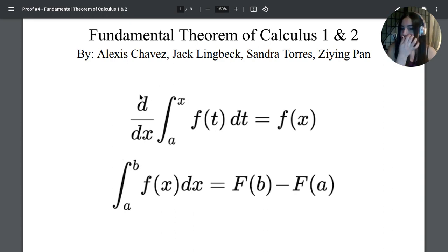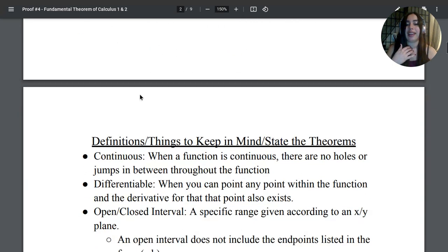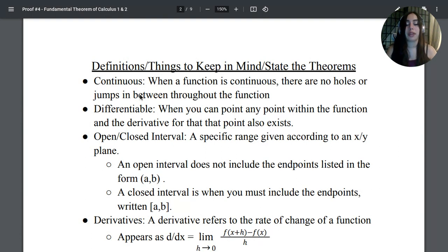We have our equations right here. And first things first, we have some definitions or things to keep in mind, and then we're also going to state the theorems at the very end of this section. So the first thing to keep in mind is when something is continuous. When a function is continuous, it means there are no holes or jumps. It's just fluid throughout the entire thing.